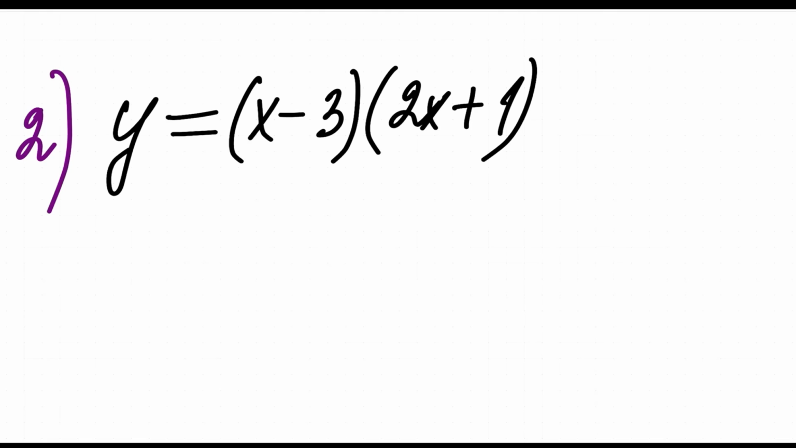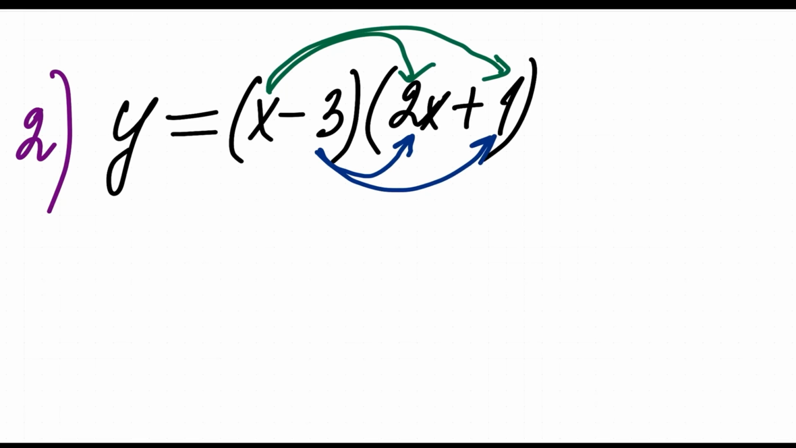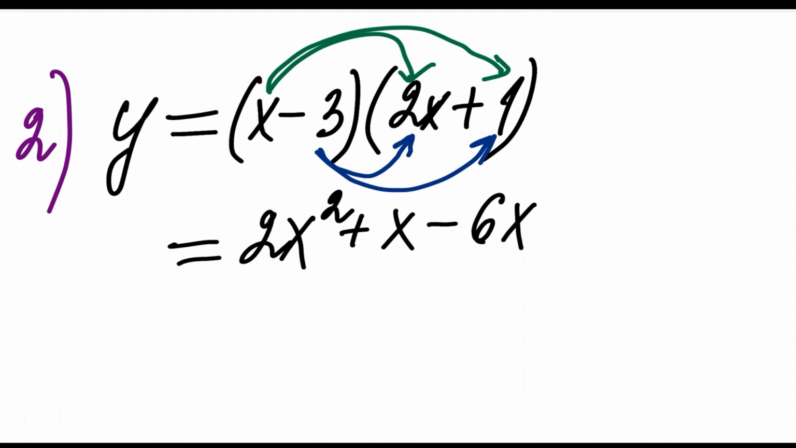You are given double brackets. Precisely the same idea. You want to open and FOIL everything out. So you want to take this x and multiply by both terms in the second brackets, and the same goes for negative 3. So let's start with this. You will get x times 2x, 2x squared, plus x times 1, which is x, minus 3 times 2x, 6x, and minus 3. Alright, let's simplify a little bit.